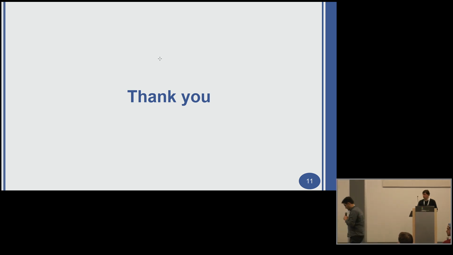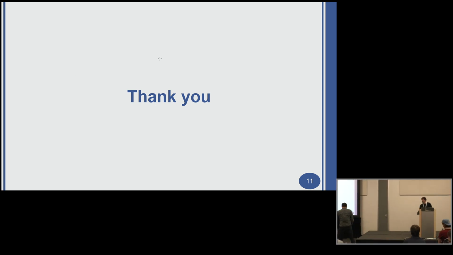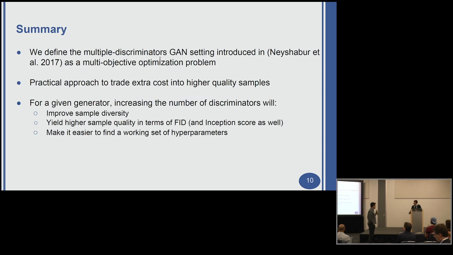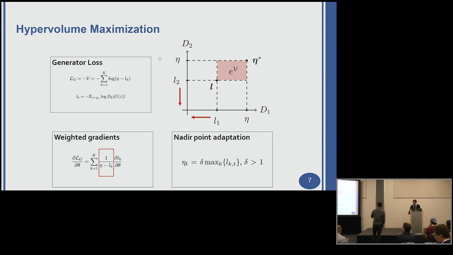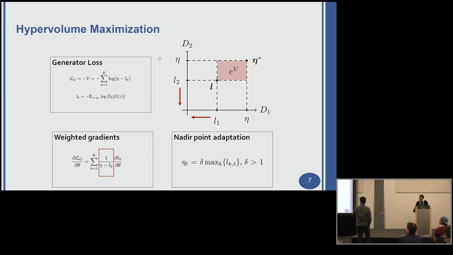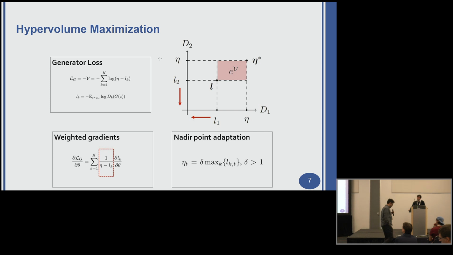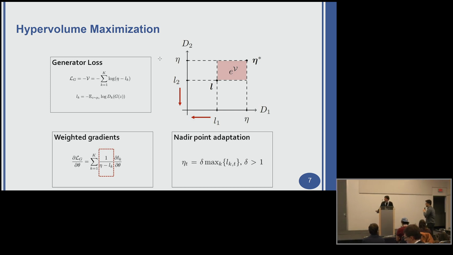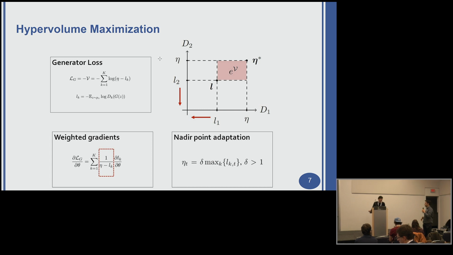I have a quick question. It seems like you introduced a new hyperparameter here, right? Yep. In this hypervolume maximization scheme, what's the new hyperparameter here? It's eta, the nadir point. Yeah. Right. So how much effort goes into tuning this hyperparameter, and is the same hyperparameter used in all experiments?